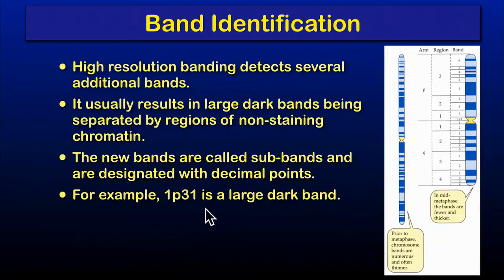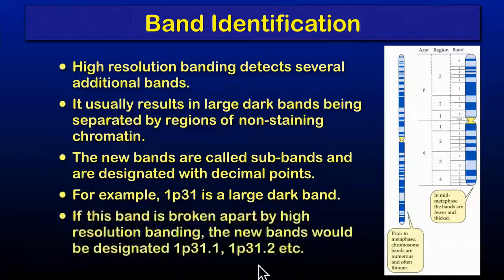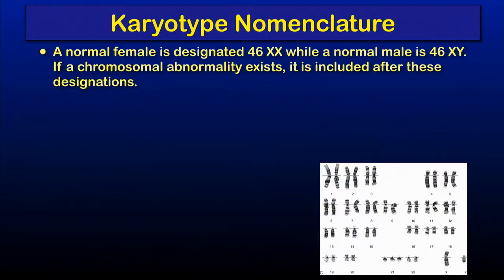So 1p31 is a large dark band, that one up there. If you get multiple new bands, it's 1p31.1, 1p31.2, 1p31.3, so on and so forth. So when I said earlier CFTR is 7q31.2, that has been localized with high resolution banding in terms of its location. So that is subband 2 of 31.2. Okay. Make sense? So far so good. Okay.